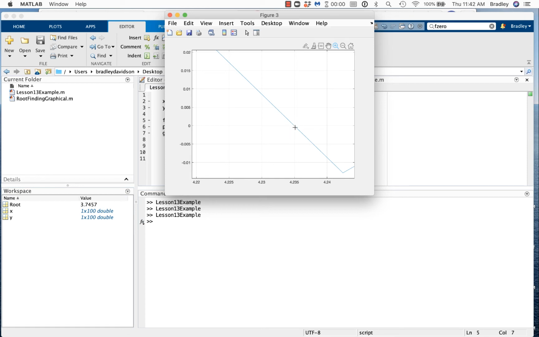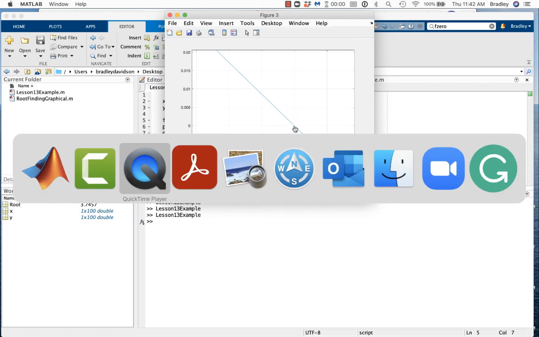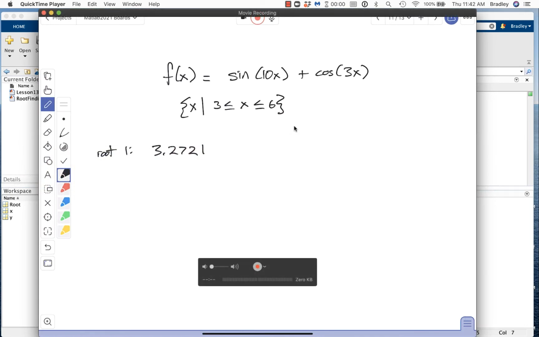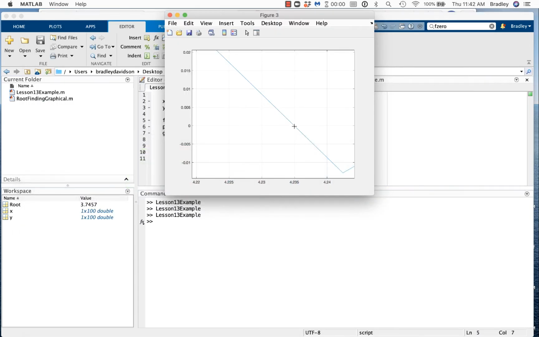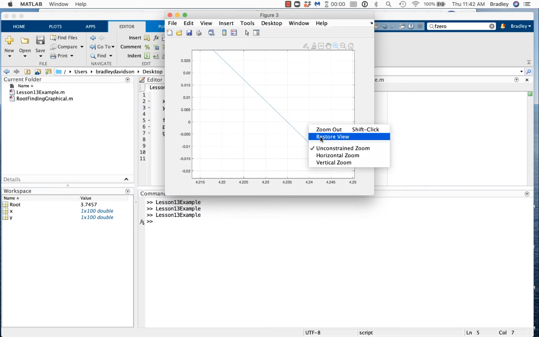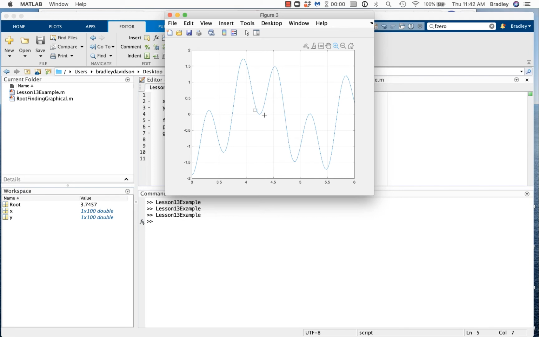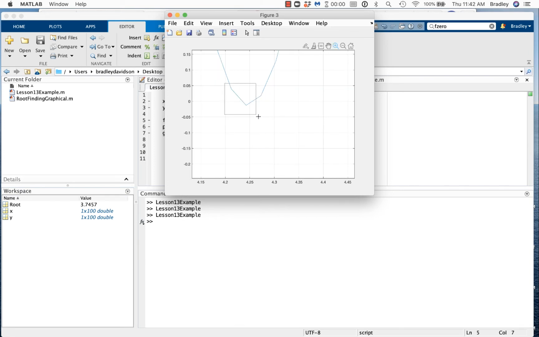And it looks like we're crossing 0 right at 4.235. So this is root 4, 4.235. And we can even say here that we didn't see it cross 0 before. It crosses 0 now 2 times. But we do have a problem in that this still looks pretty choppy.